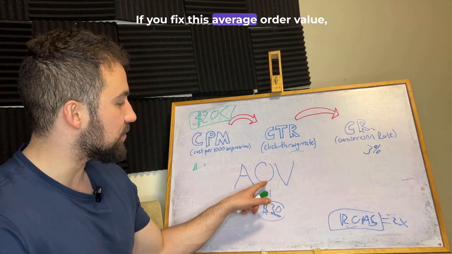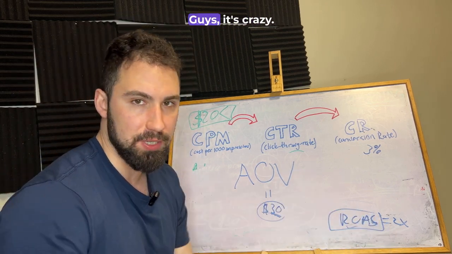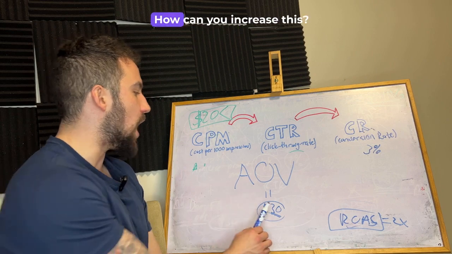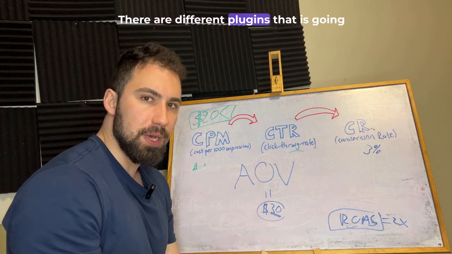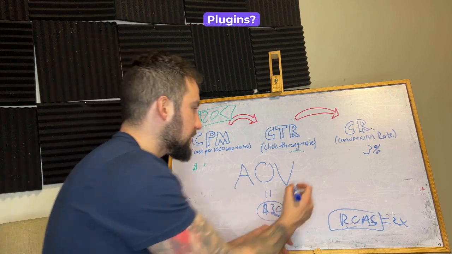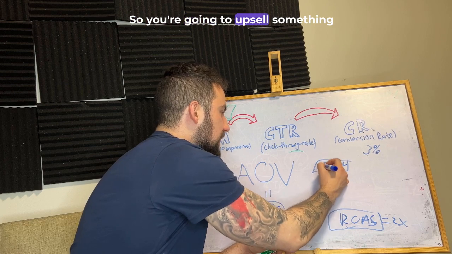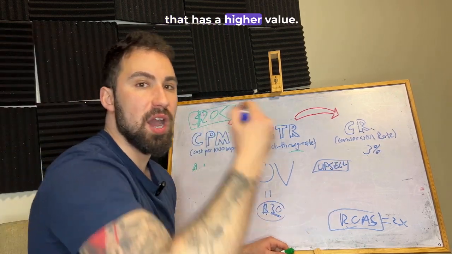If you fix this average order value, your return on ad spend will skyrocket, guys. It's crazy. How can you increase this? There are different plugins that are going to help you increase this bad boy. What are those plugins? Upsells. Upsell plugins. So you're going to upsell something that has a higher value.